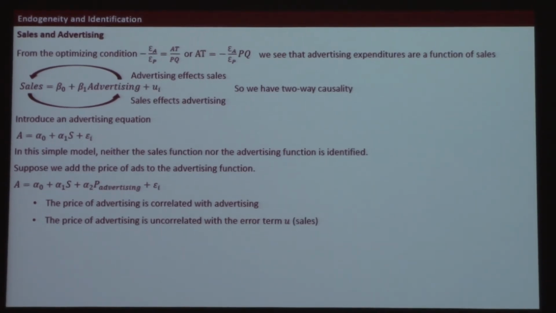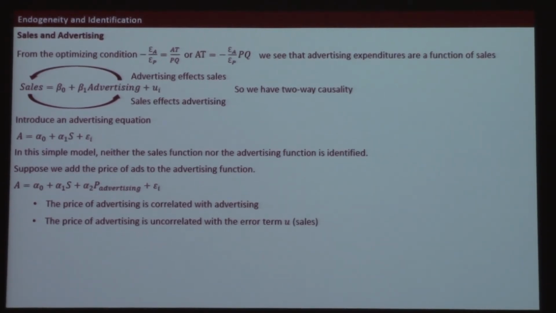And the price of advertising is uncorrelated with the error term, which is just a fancy way of saying the price of advertising doesn't belong here. Advertising does. And the price of advertising affects advertising, but it doesn't affect sales directly. It's an indirect effect through the advertising equation.